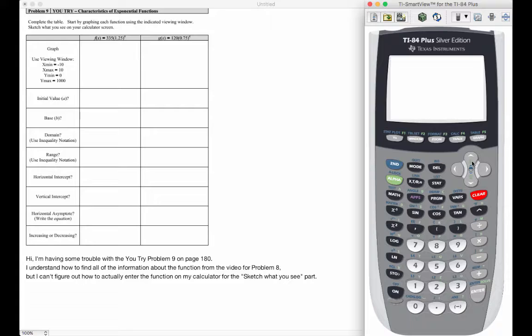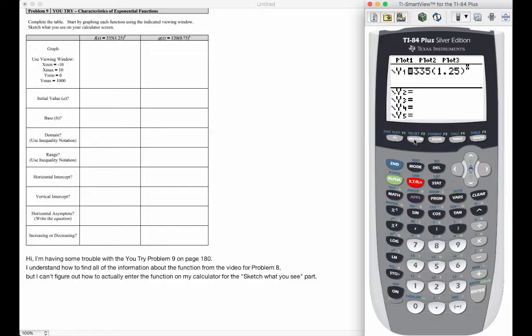So let's clear out all the craziness I have here. Hit my y equals key, which is the first key in the upper left hand corner. And we need to put in 335 parentheses 1.25, close the parentheses, and then caret x. Cool. Now, if you just hit zoom and standard, you'll get back negative 10 to 10, negative 10 to 10 on the window, and you will not see the graph.